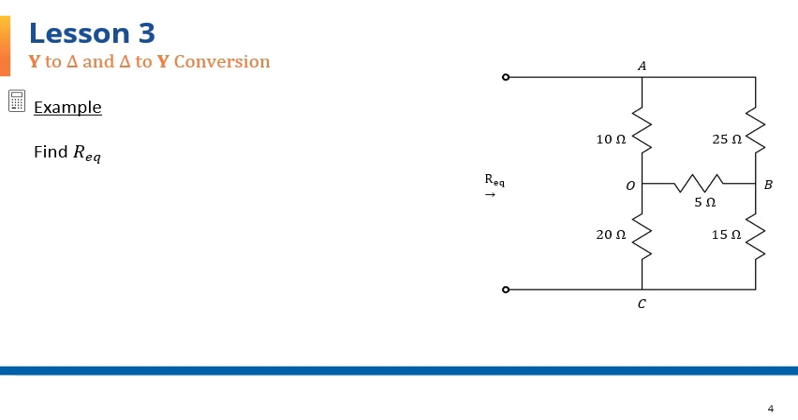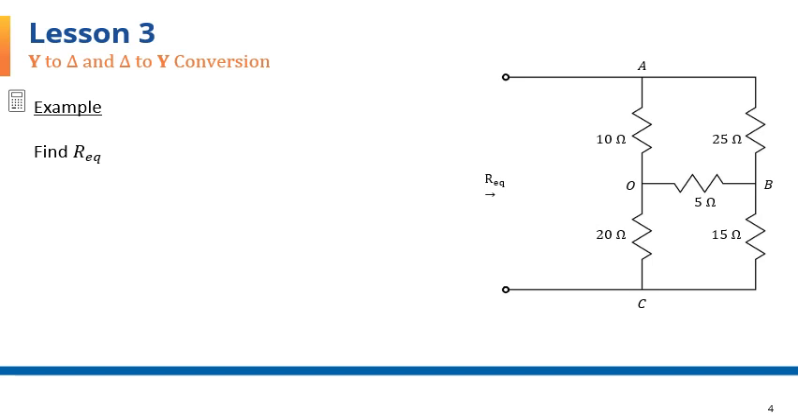Here we are asked to find the equivalent resistance of the circuit on the slide. This problem cannot be solved using the usual series and parallel combination of resistors. You can see that no two resistors are in series in this figure, and as well no two resistors are in parallel in the figure.